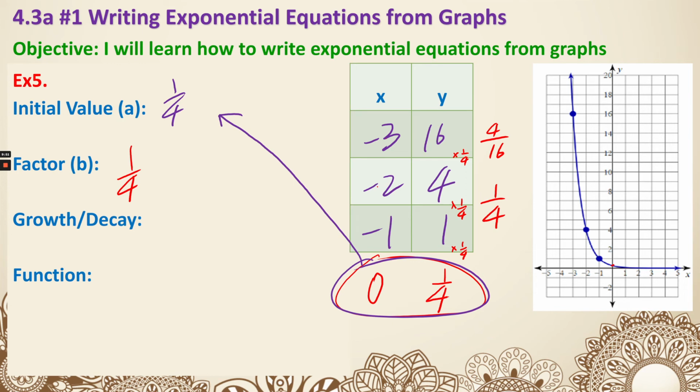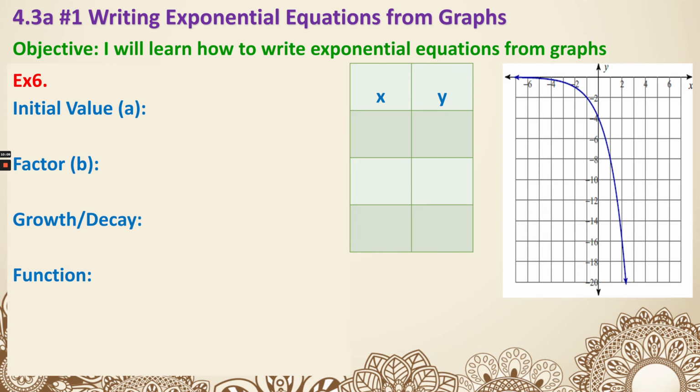And the numbers are getting smaller, so it's going to be decay. And the function is 1/4 times, don't forget the parentheses for the base, 1/4 inside parentheses, and then 2 to the x power. That is example 5.